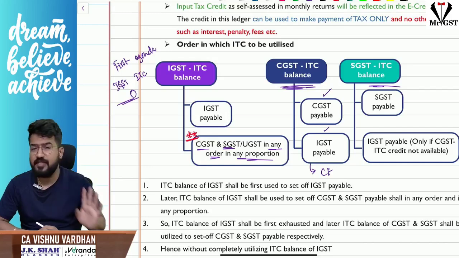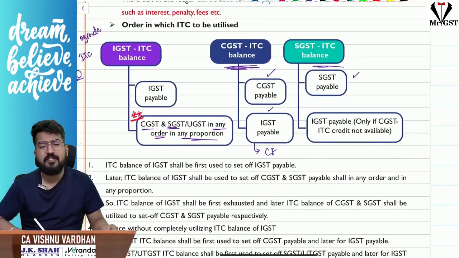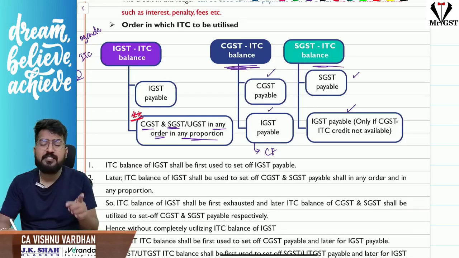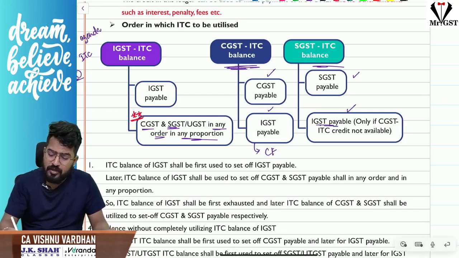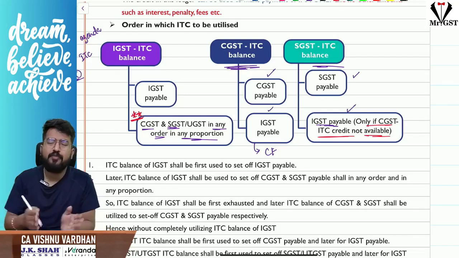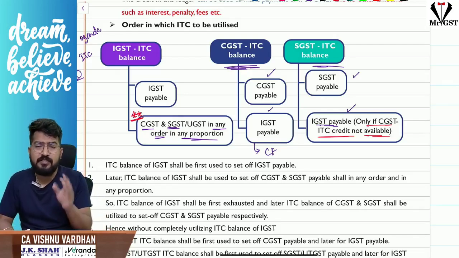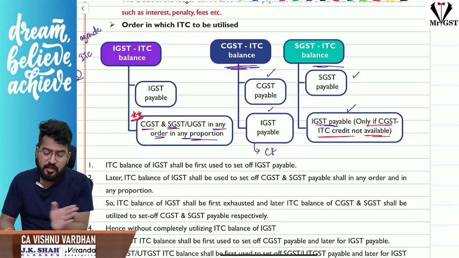But you cannot use it for SGST payable. Same way, SGST ITC balance for SGST payable, then IGST payable. And please understand, SGST ITC can be used for IGST payable only if CGST ITC balance is not available. But if you follow the sequence I am following, that is why when you write the answer, the format should be: particular amount, and first you should take CGST, then SGST, so that you will follow all these conditions.